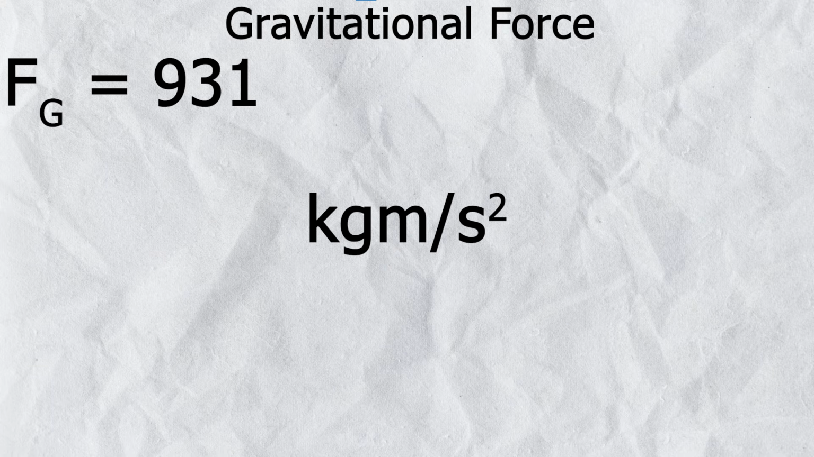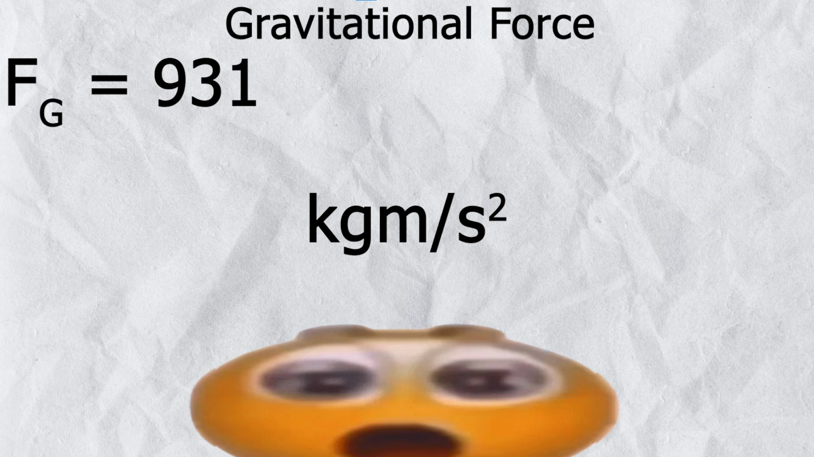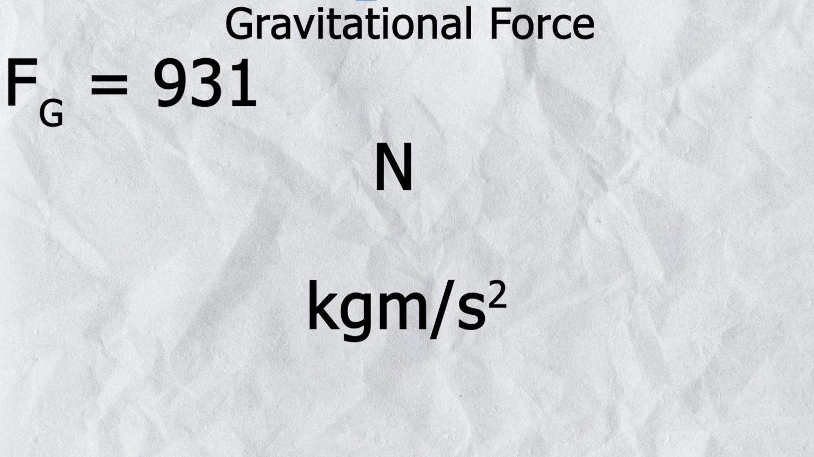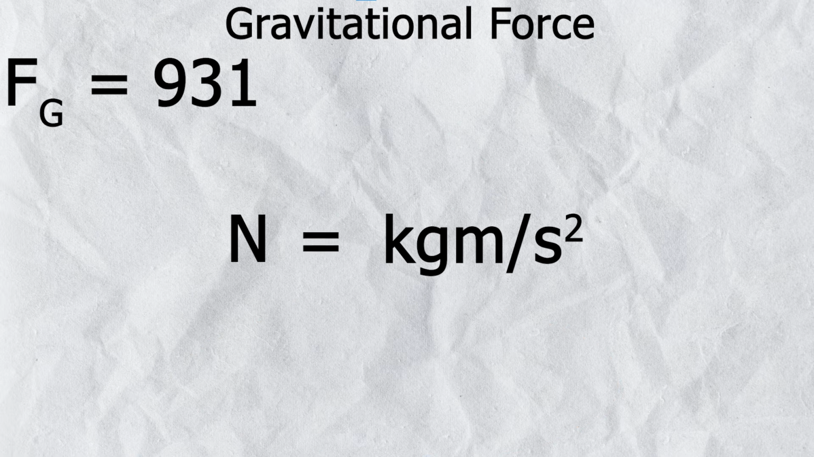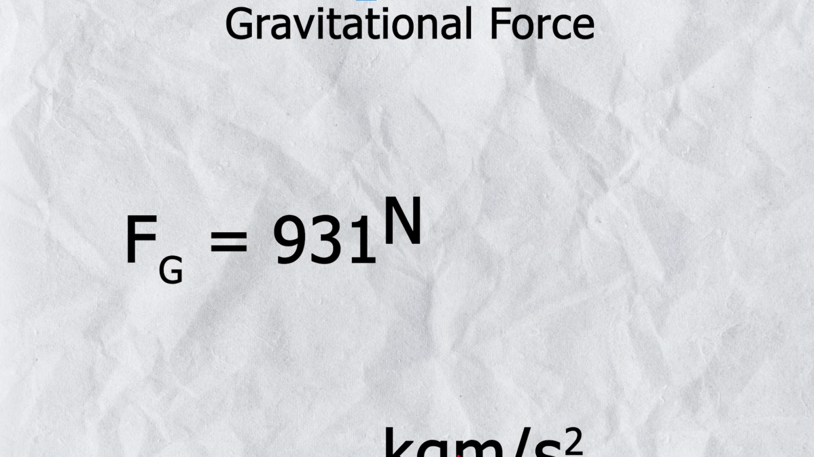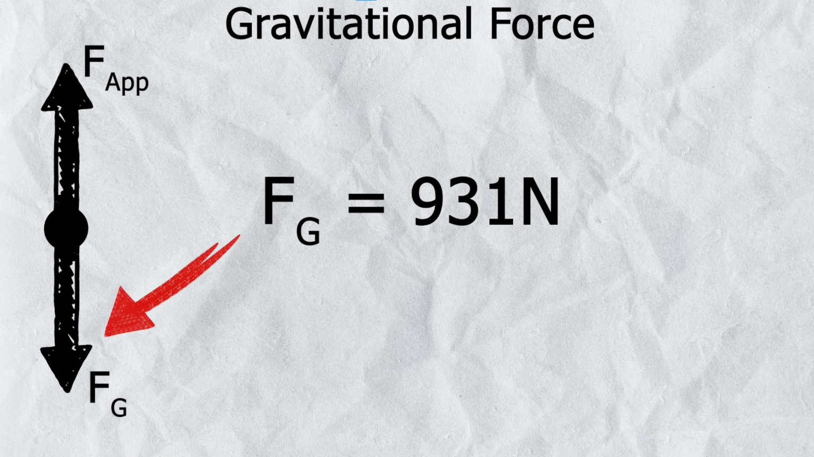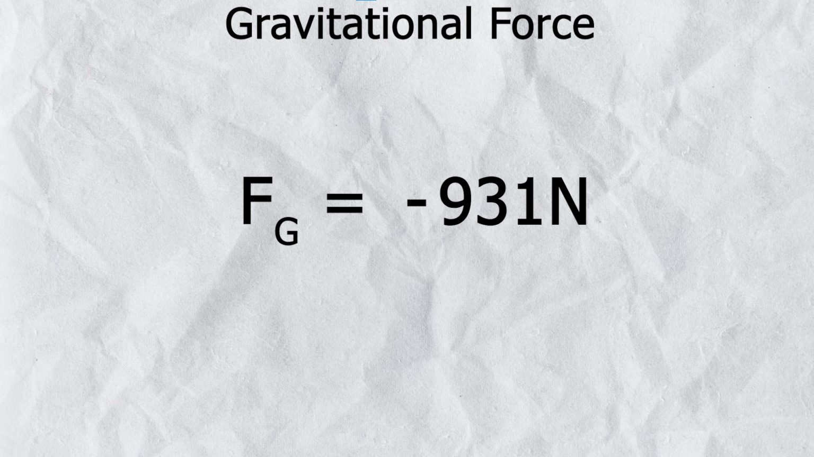This might seem like some nonsensical gobbledygook, but believe it or not, it actually means something. Newtons are the units used to measure force, and conveniently they're equal to kilogram meters per second squared. This means that we can just replace all this argle-bargle with newtons, giving us a gravitational force of 931 newtons. This force points downwards though, so it would actually be negative 931 newtons.